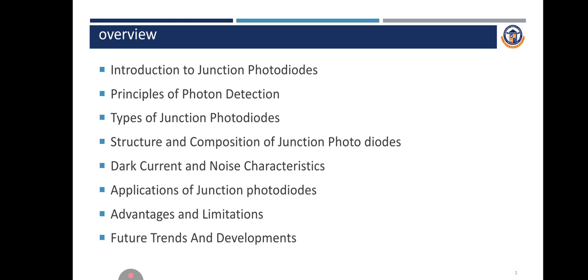So this is the overview of our topic. First one is introduction to the junction photodiodes, principle of photo detection, types of junction photodiodes, structure and composition of junction photodiodes, dark current and noise statistics, applications of junction photodiodes, advantages and limitations, future trends and developments. These are the overview of our topic.